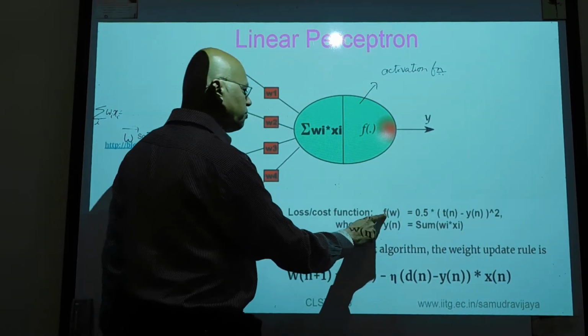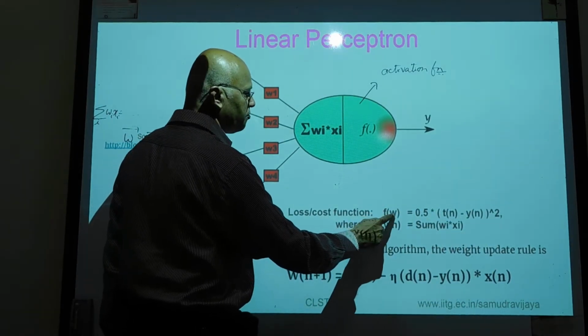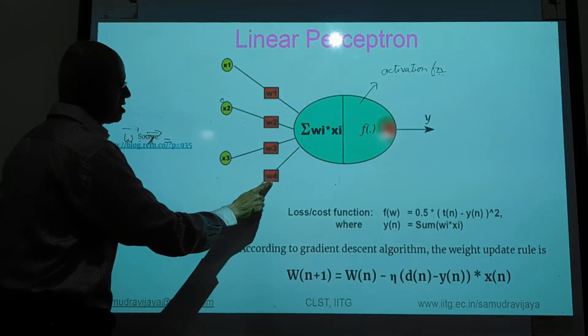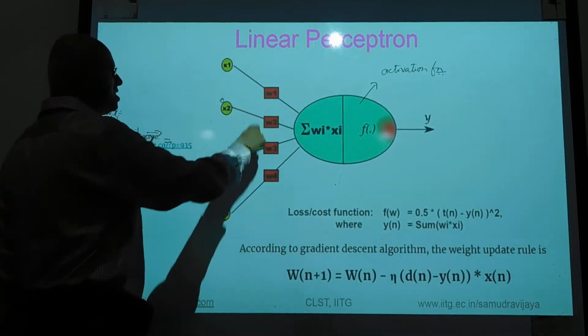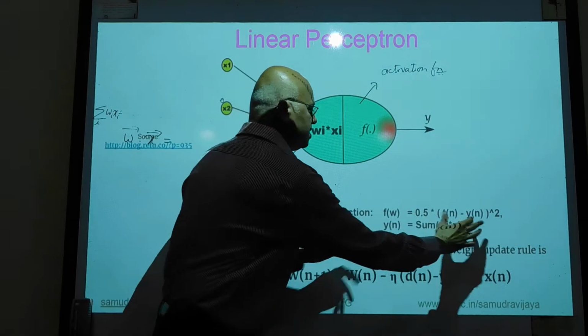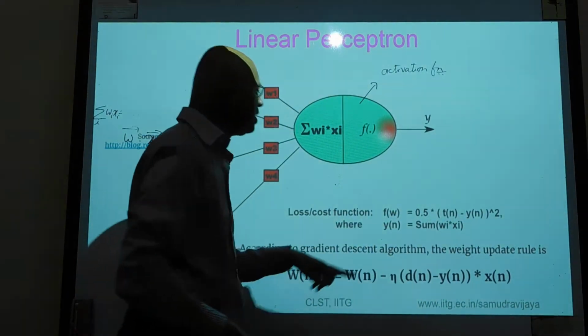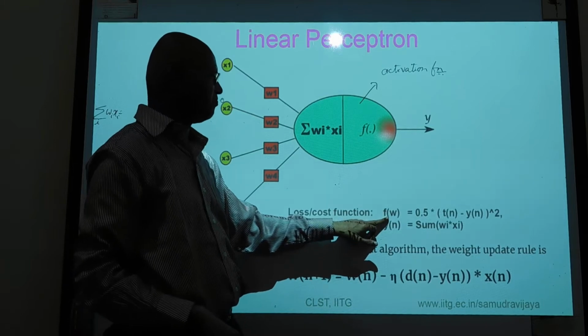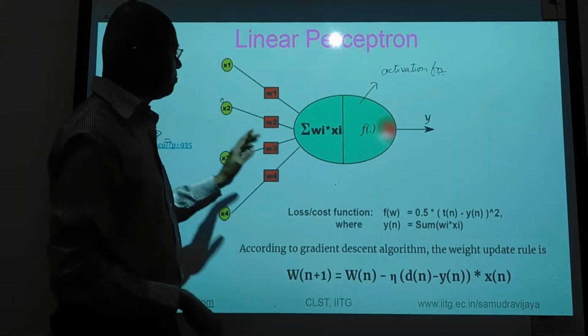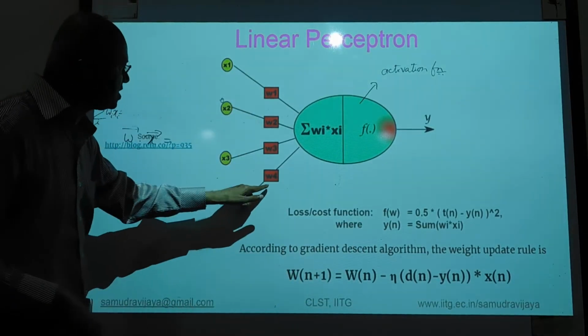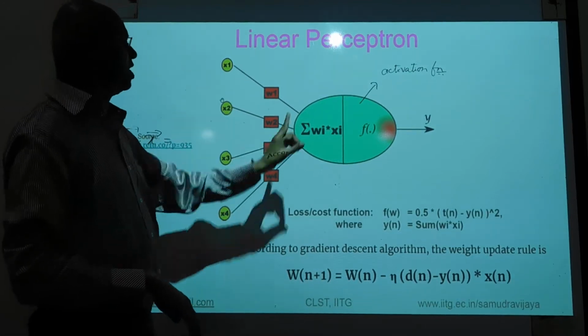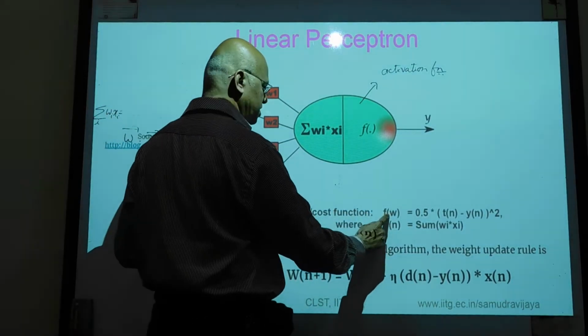So this is a function of the weights which are here. Our goal is to adjust these weights so that this loss over all training examples, the summation over all n, is minimized. Let us take one particular weight. There are several weights here, 4 weights here. Let's take one particular weight. How do you minimize this?